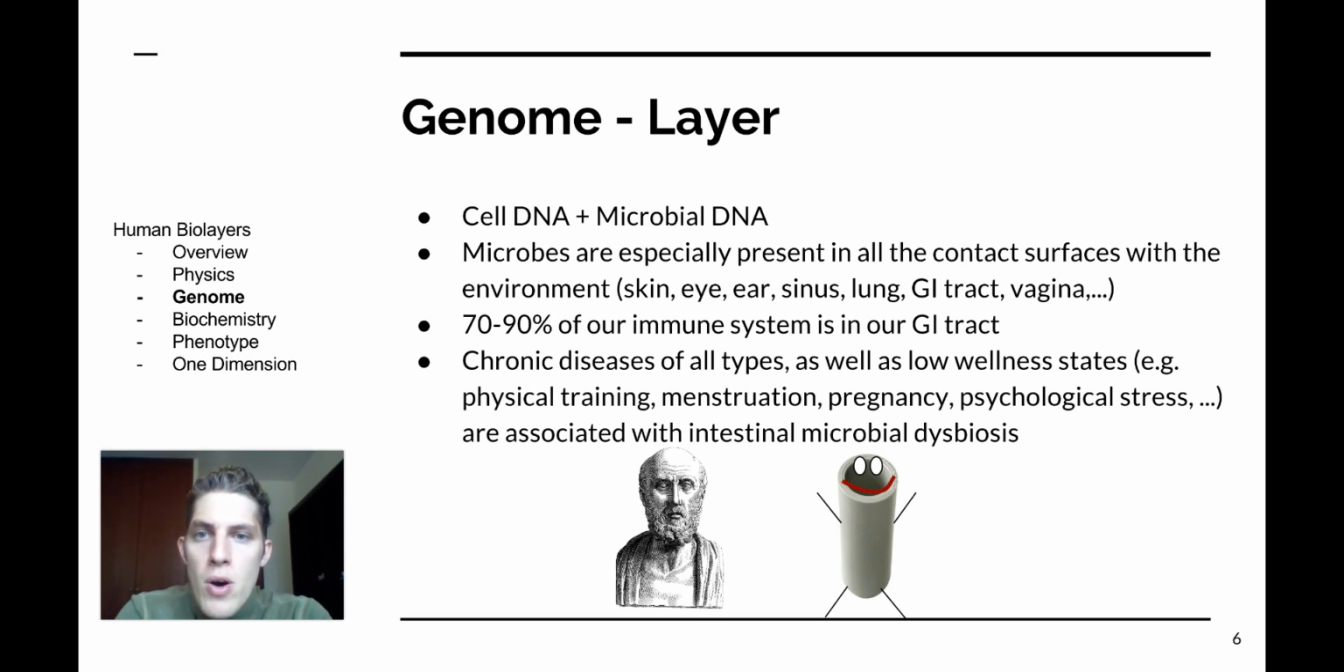Then what we care much more about is the genome of the other life inside of us, so the microbes inside of us. These microbes are present mainly on the surfaces in contact with the environment, so mainly the skin. We have skin microbiota, we have eyes, ear canals, sinus, gastrointestinal tract, lungs, the vagina. Then we know today that 70 to 90% of our immune system is in our intestinal lining, and that this is taken care of mainly by the microbes that live there. That is something that we know for sure.